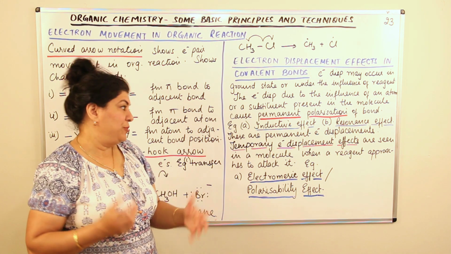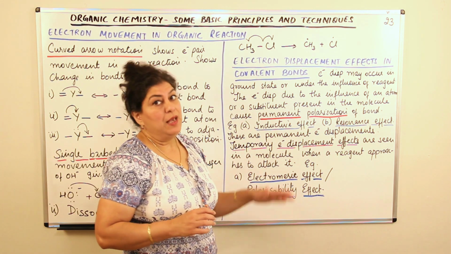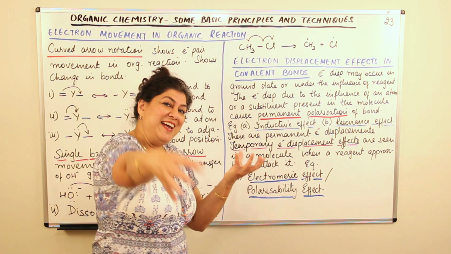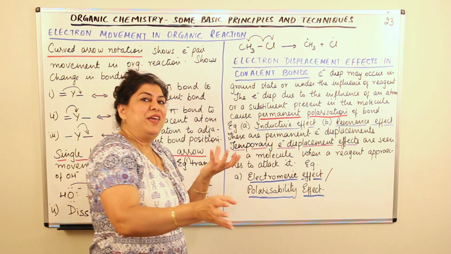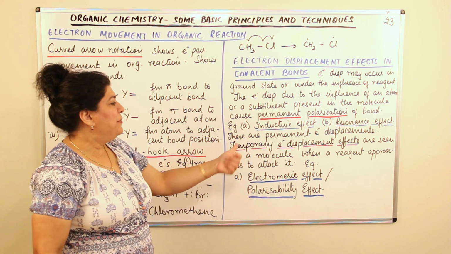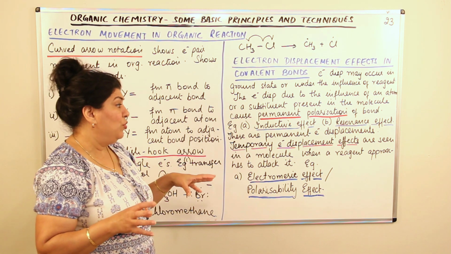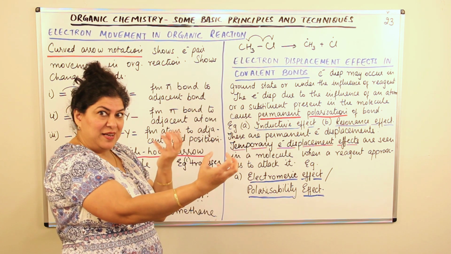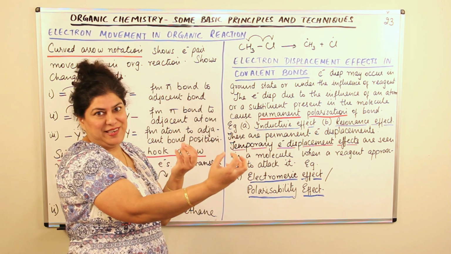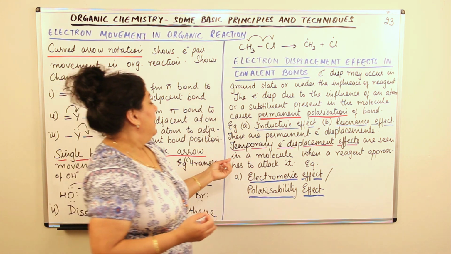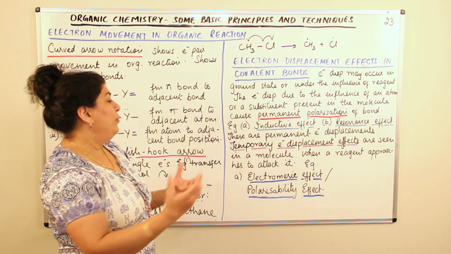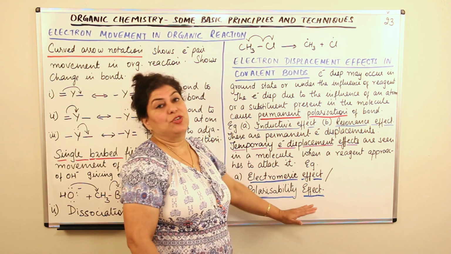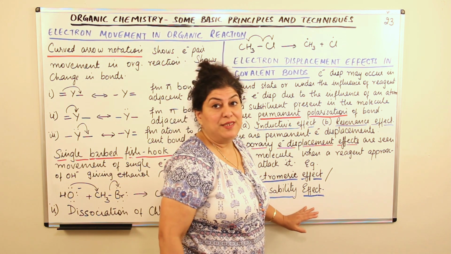The second possibility is of a temporary electron displacement. But temporary electron displacement effects, when are they seen? When the magnet is moving outside, it is coming closer, or it is moving away. So it's a temporary effect. Temporary electron displacement effects are seen in a molecule when a reagent is approaching to attack it. When it is coming closer and the atoms, the nails, they start behaving differently, right? So these are seen in a molecule when a reagent approaches to attack it. Example of this is electromeric effect. It is also known as the polarizability effect.